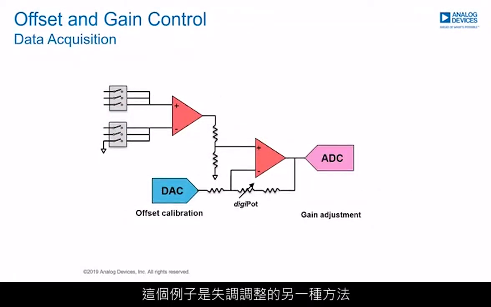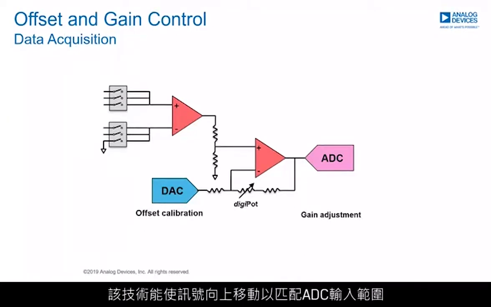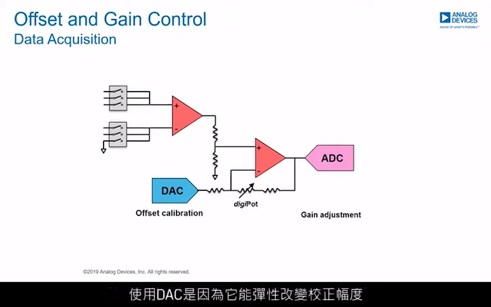This example is another approach to offset adjustment. A typical example seen in data acquisition systems where there are multiple different sensor inputs which have varying output ranges, all fed to a single ADC. This technique effectively shifts the signal upwards to match the ADC input range. The DAC is used as it enables the flexibility to alter the magnitude of the correction if the same buffering network is used for adjusting different input signals. This enables the one set of signal conditioning circuitry to be reused.